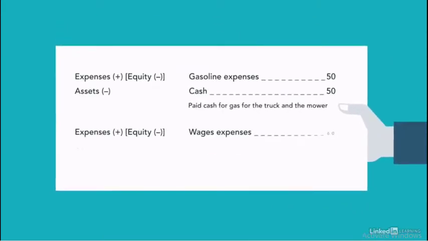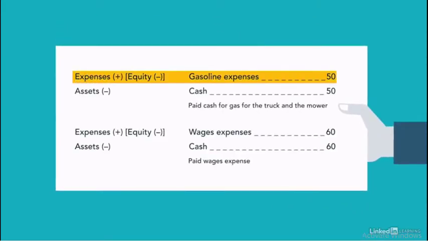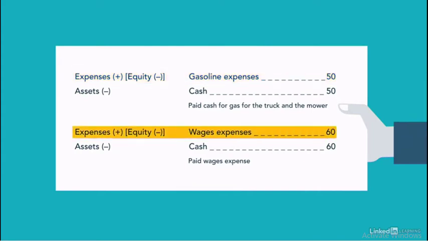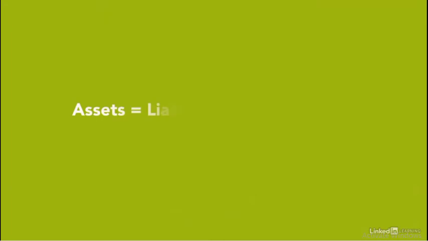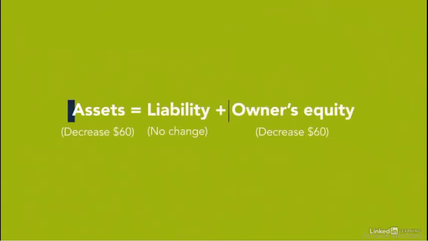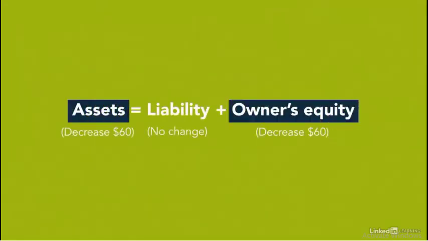Gasoline expense is a debit for $50, recognizing that owner's equity is decreasing, and cash is credited to show that cash went down. The cash paid for wages is treated the same way, a debit to the expense account and a credit to cash. The effect on the accounting equation of the gasoline expense is that it decreases assets by $50 and decreases owner's equity by $50 as well. Now, the entry for wage expense affects the equation in the same manner, the only difference being the amount, $60.